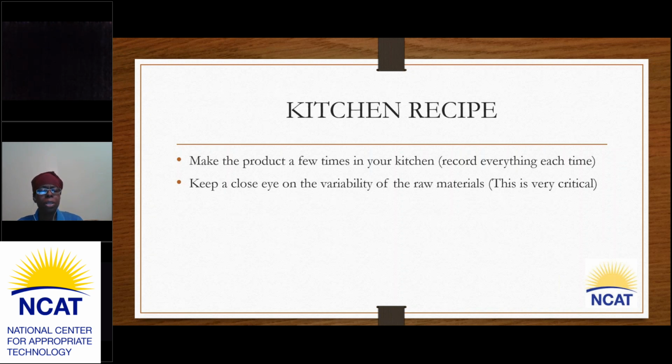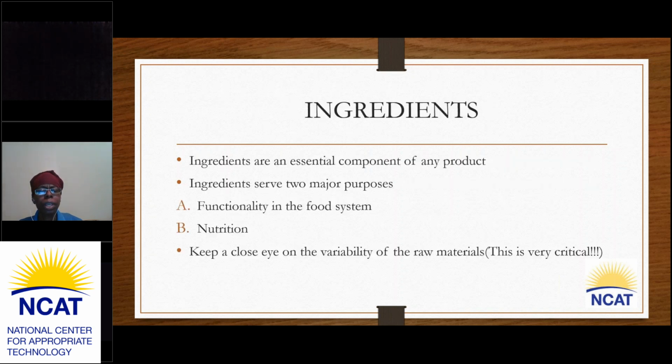So we don't want to discredit any other producer, but I'm just focusing on the farmers that utilize the food products from their land. So the kitchen recipe: make the product a few times in your kitchen, and of course record everything. Keep a close eye on the variability of the raw materials. This is just so very critical. Then your ingredients. Of course, they are an essential component of any product. Your ingredients serve two major purposes: the functionality in the food system, and always we want to think about the nutritional value. And then, of course, again, keeping a close eye on the variability of the raw materials.